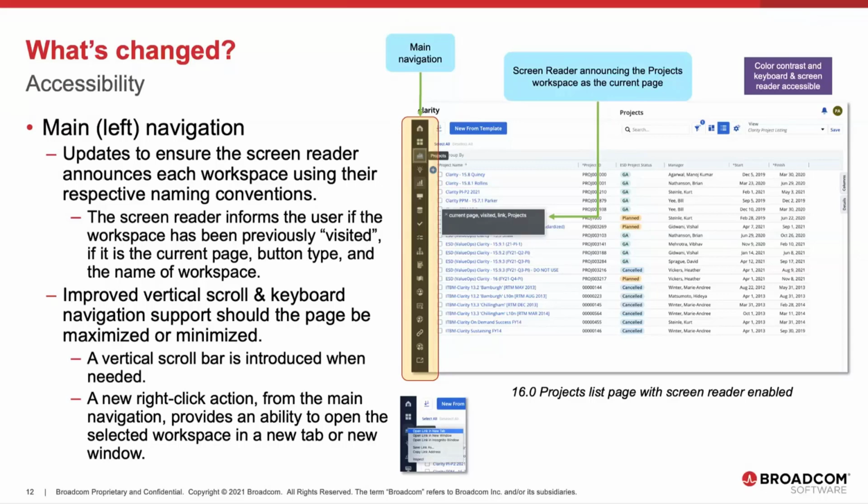Essentially, a vertical scroll bar is introduced when needed. And last, there's a right-click action from the main navigation page, which provides an ability to open whatever workspace you're clicking on in a new tab or a new window. This is not necessarily an accessibility improvement, but an improvement nevertheless.